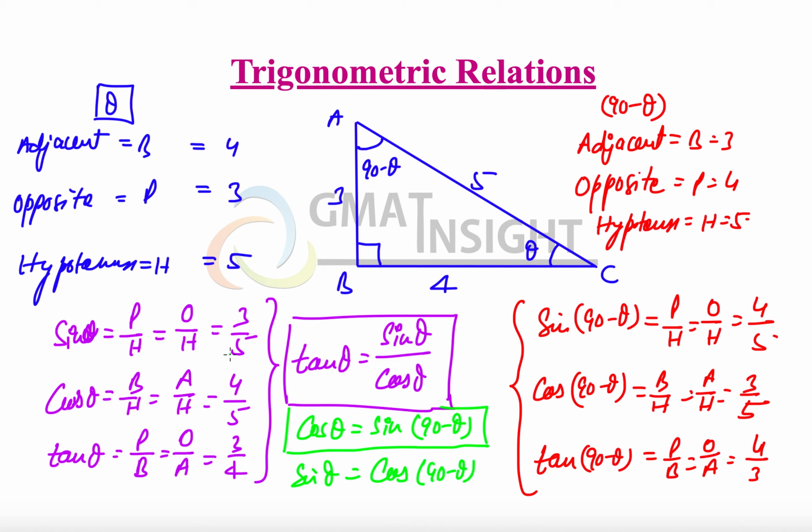You see, sine theta is equal to 3 by 5 and cos 90 minus theta is equal to 3 by 5. And we can also see that tan theta and tan 90 minus theta are actually reciprocal of each other, and tan 90 minus theta can also be written as 1 over cot 90 minus theta, right? So we can say that tan theta becomes equal to cot 90 minus theta, because you can see that tan theta is equal to 3 by 4. So cot 90 minus theta will also be equal to 3 by 4. Therefore, tan theta is equal to cot 90 minus theta.